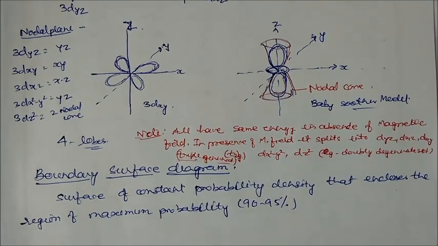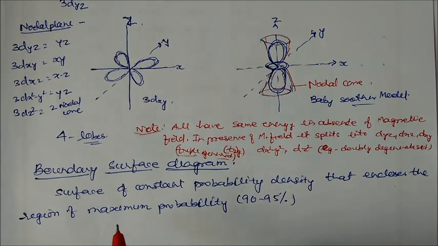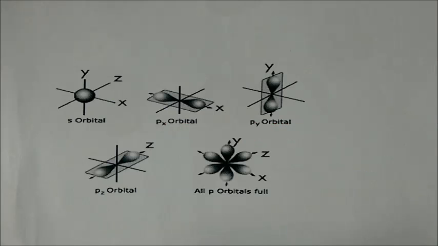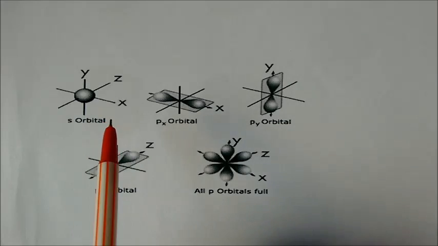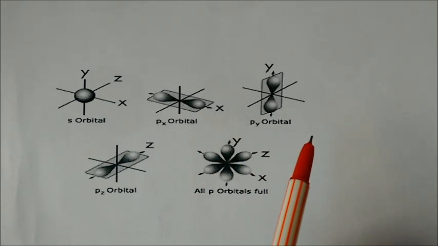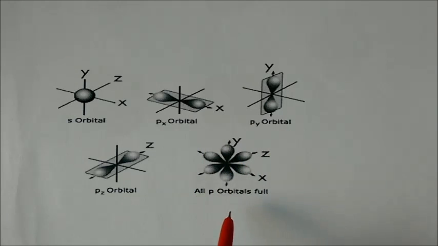There is a second way to represent the boundary surface diagram, called the surface of constant probability, that includes the region of maximum probability. Here we draw the diagram properly, not like a dot structure. We draw the surface of the diagram in the form of boundaries. How? Let us see this one. This is the boundary surface diagram. We can see the boundary of the s orbital, px orbital, py orbital, pz orbital, and here all the orbitals taken together. So this is the diagram of all the orbitals.